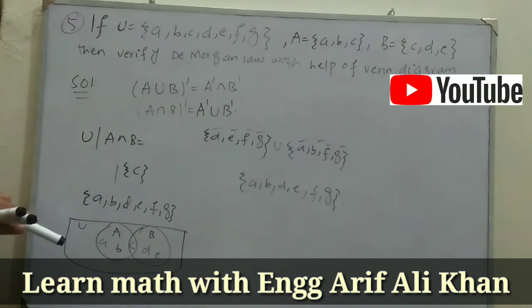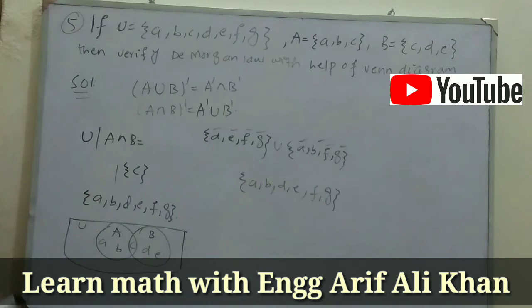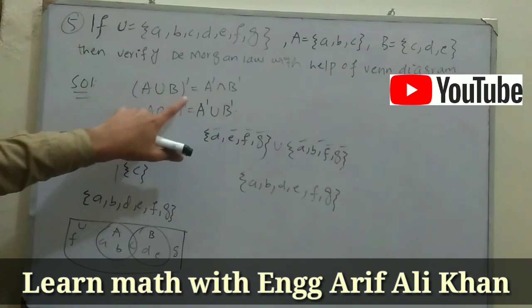In the universal set we have A, B, C, D, E, F, G. We already took A, B, C, D, E, so we are just left with F and G. So write F and G over here. Now we take this side, A intersection B whole complement.